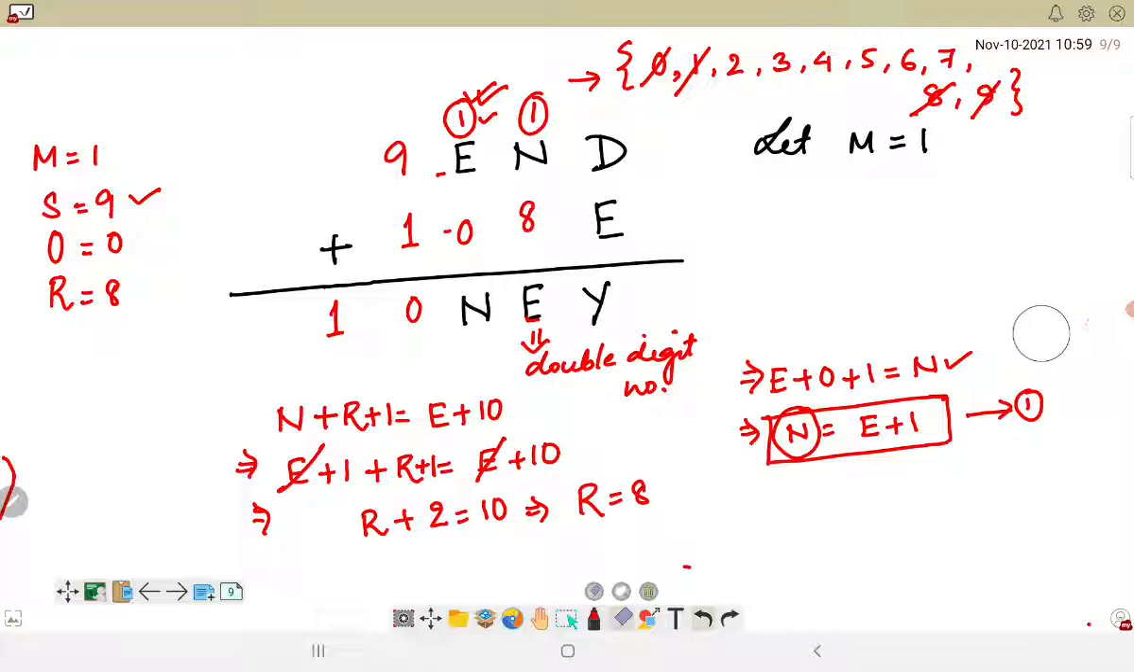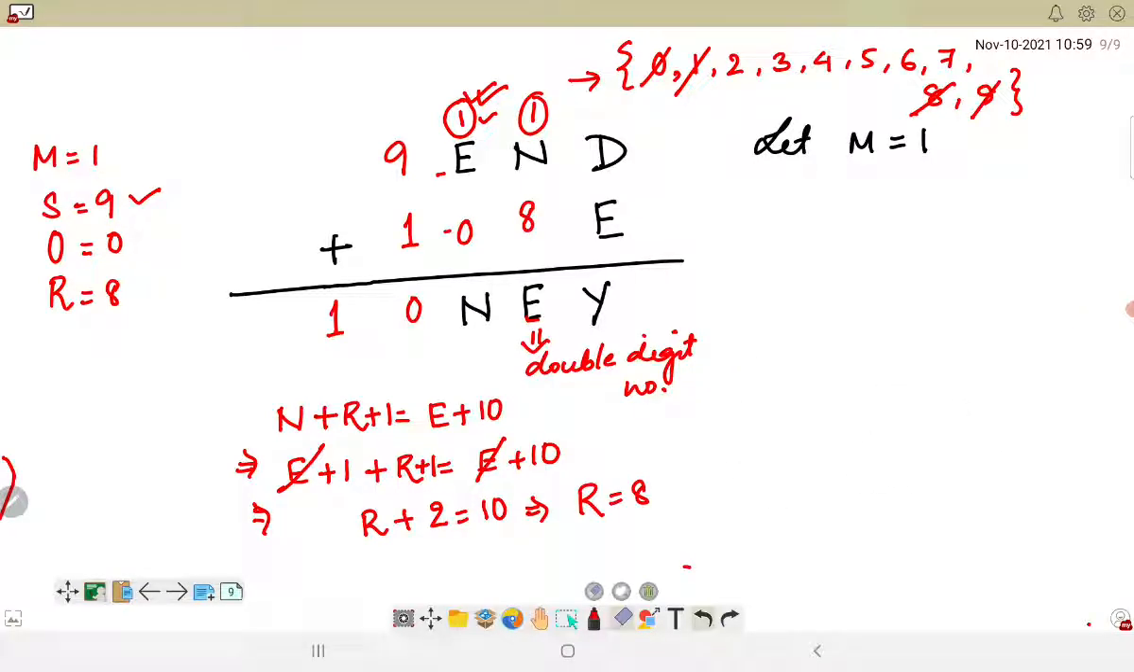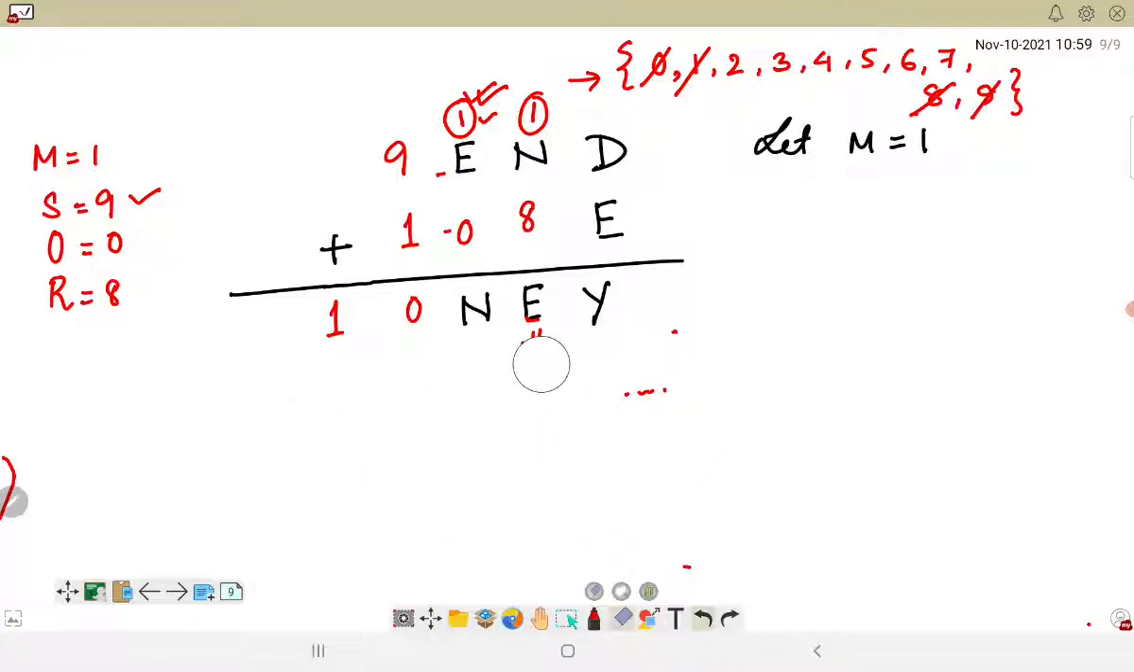Okay, so this is how we are solving this. So now I'm already getting the value of r as 8. The next step is a little crucial. We have to be a little focused when we are solving this. So in the next step, if we are considering n here, n cannot be 0 or 1 because 1 is already taken by m and 0 is already taken by o. It cannot be 2. Okay, n cannot be 2.